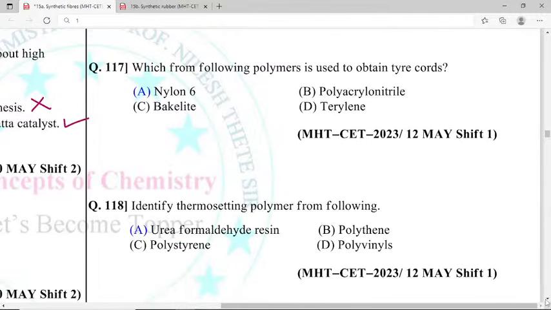Which from the following polymers is used to obtain tire cords? Very important, nylon 6.